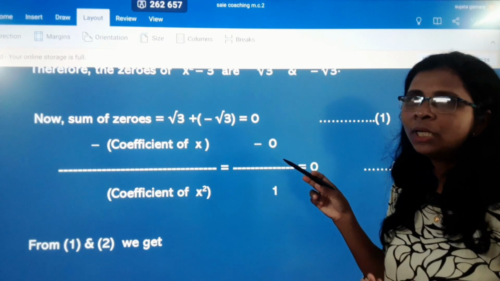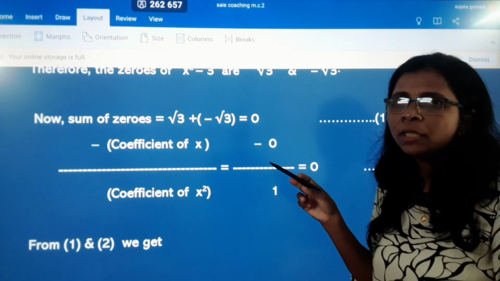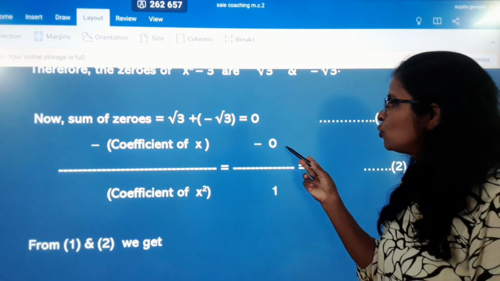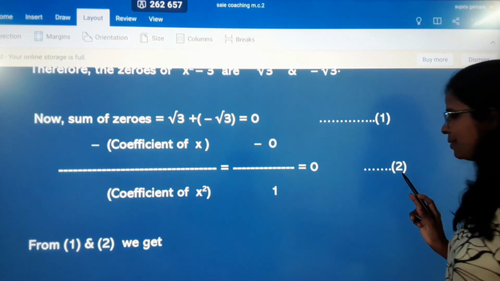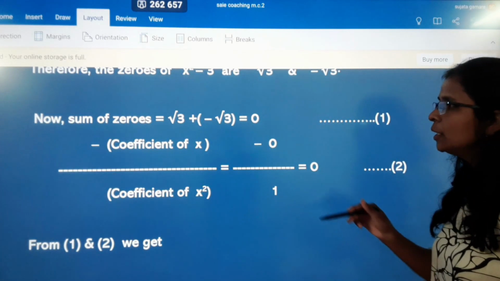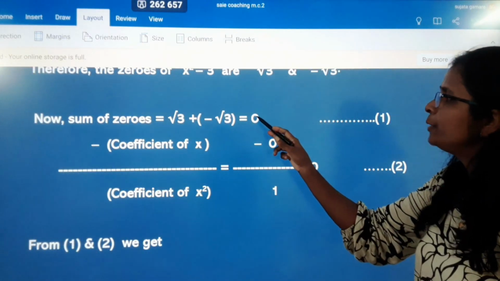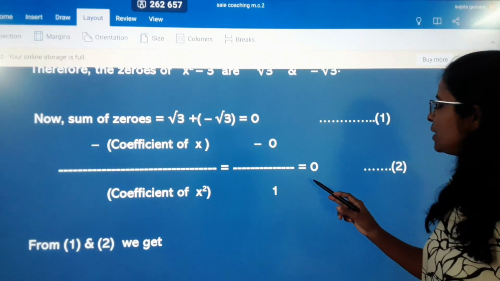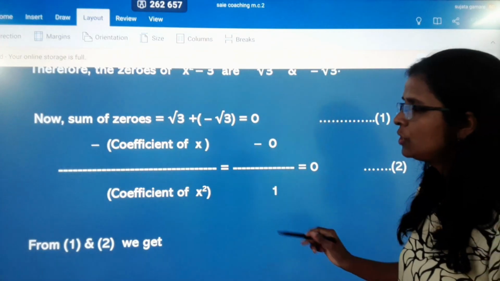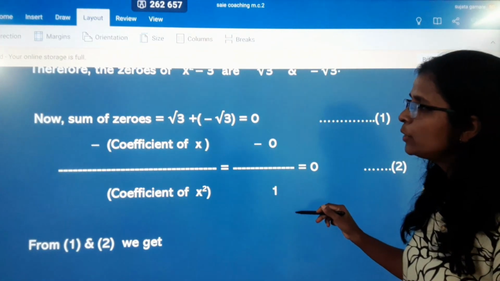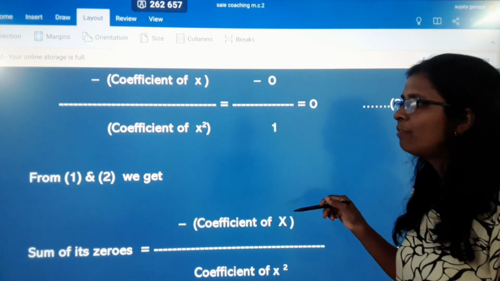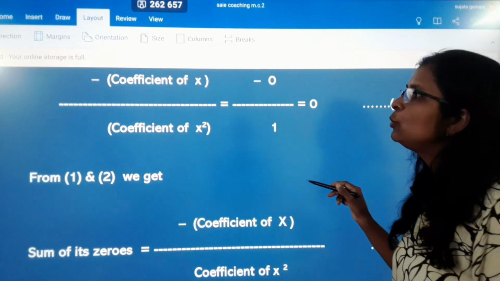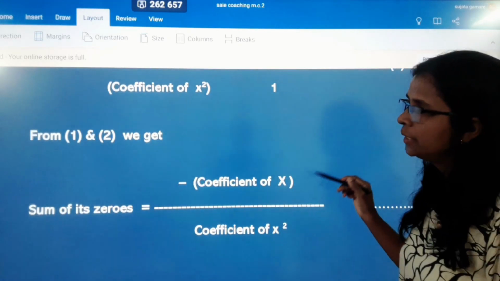So here there is no term of x, so the coefficient of x is 0, and 0 upon 1 means 0. Call it the second equation. From the first and second equations we see that the sum of zeros is equal to minus the coefficient of x upon the coefficient of x square, that is alpha plus beta is equal to minus b upon a.